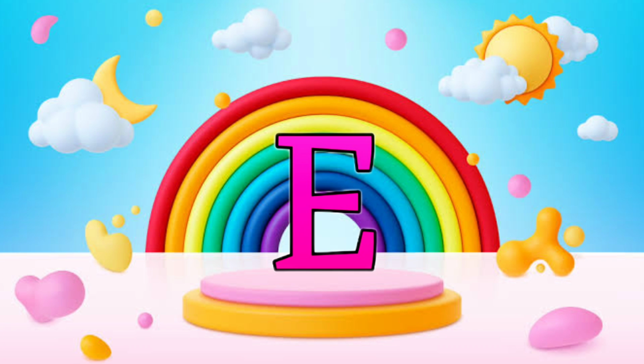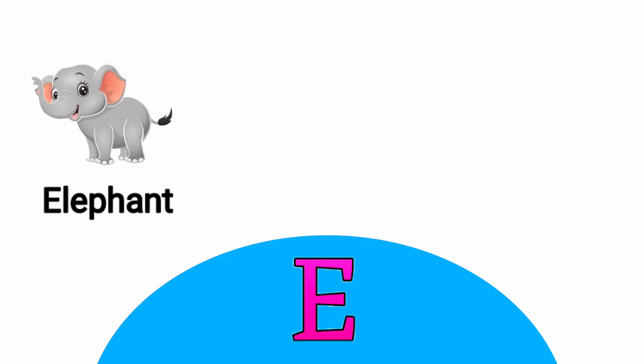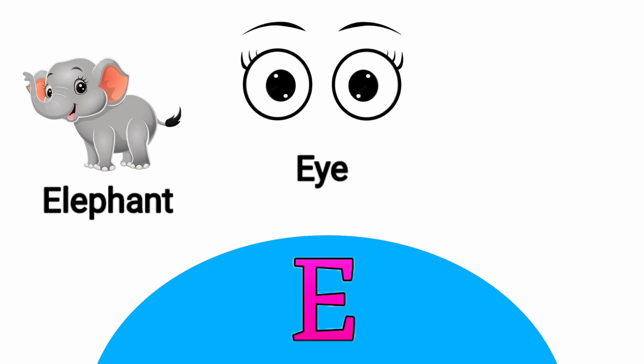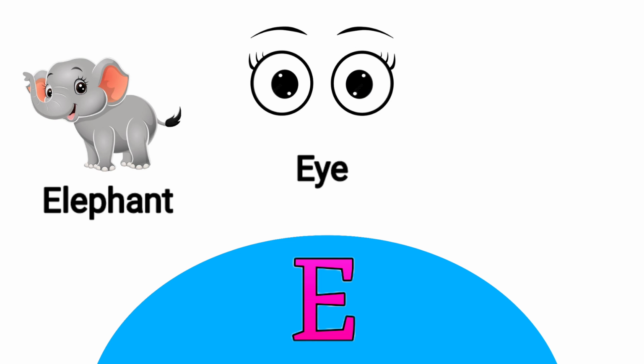E. E is for elephant. E is for eye. E is for egg.